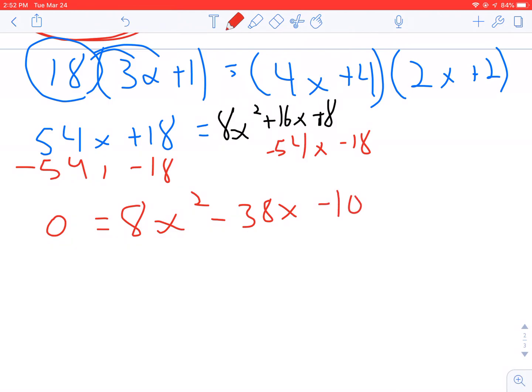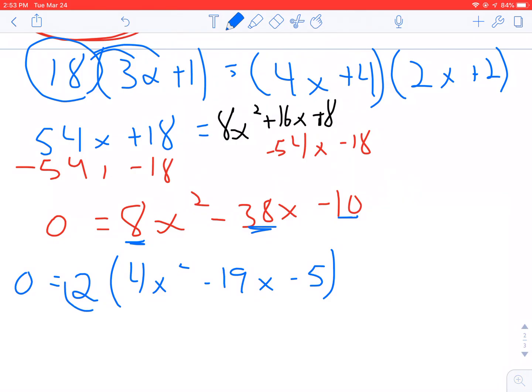Okay, so looking at this, this is something you mastered in Algebra 1, or should have. The one thing I need to look for, and a red flag for this, is the fact that these numbers are all fairly large. And I need to ask myself, what's the greatest common factor between 8, 38, and 10? And that value is 2. So I'm going to simply divide every single one of these coefficients by 2.